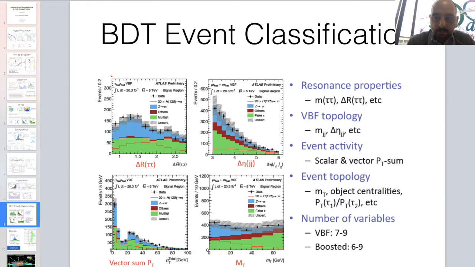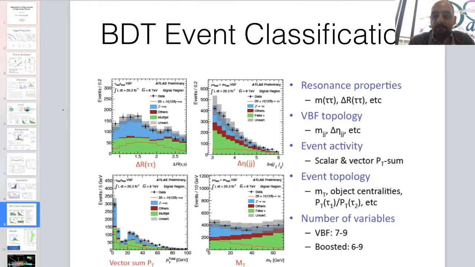Other things that you can look at are the activity in the event. You can see if there were additional things that happened in the event. So this is the sum of the PT. It basically says what is the sum of all the energy of all the particles that were there, not vectorially, but just how much energy was put in the transverse direction. Here you can see there's some distribution between the different objects.